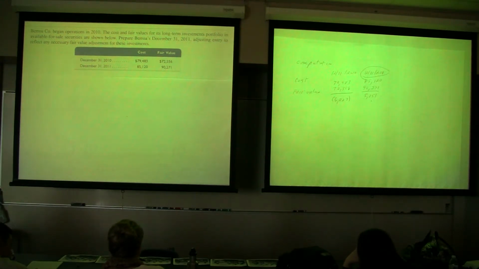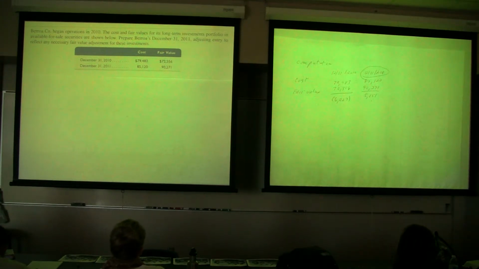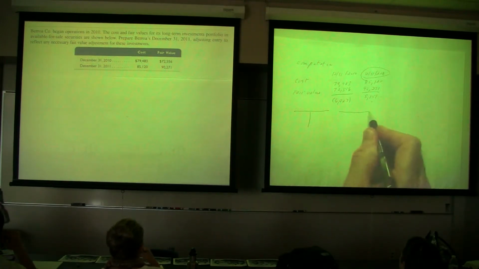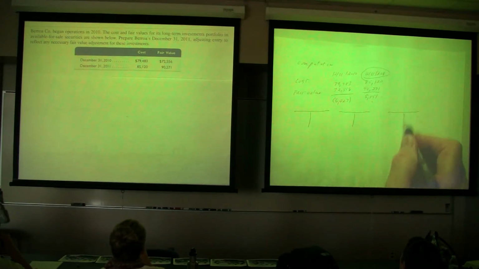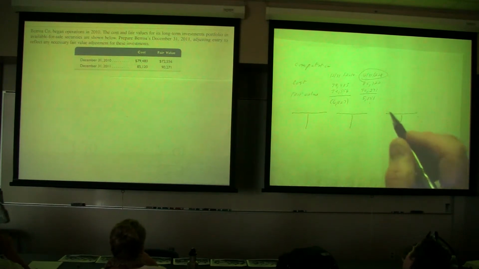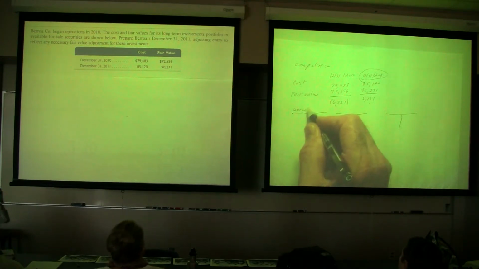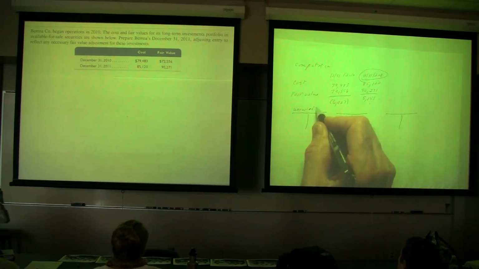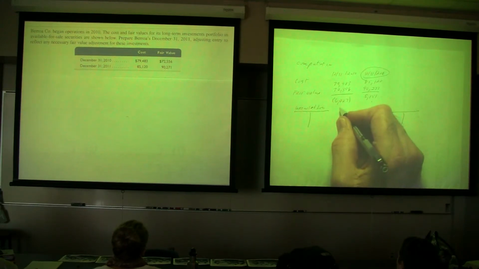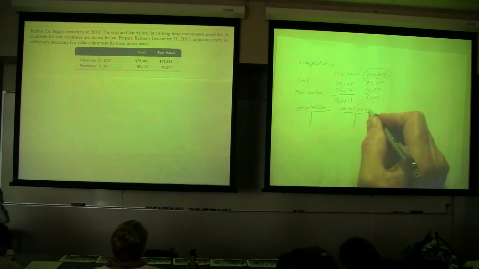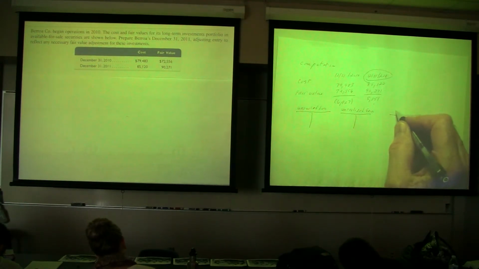Okay? So, the way this works is, and let me put it up here in T accounts, because I think it may be easier to see how this thing works out. Okay, so, in 2010, this is the unrealized loss. Here we have unrealized gain. We won't do anything with this for the moment. And here we have the fair value adjustment.